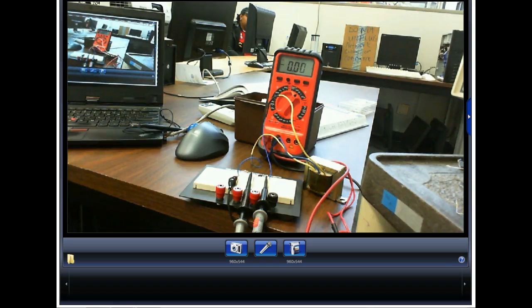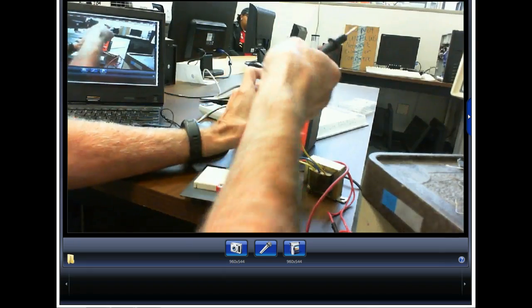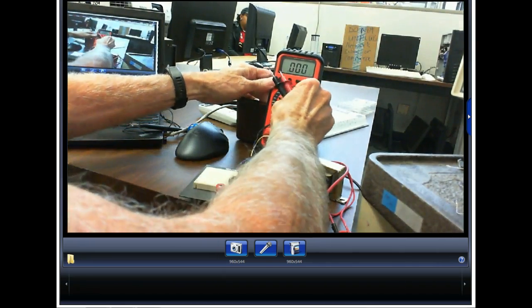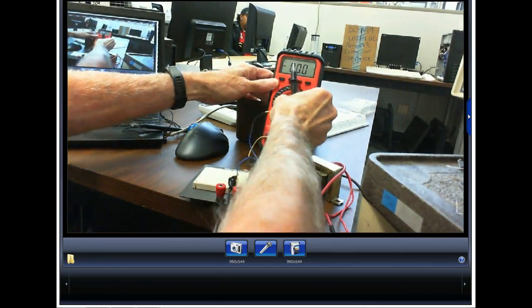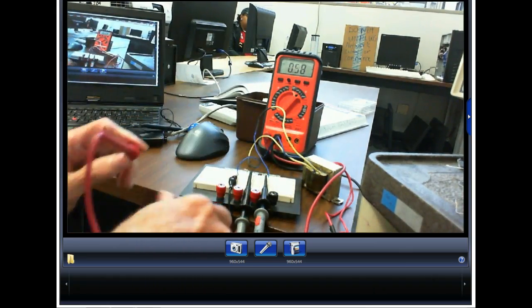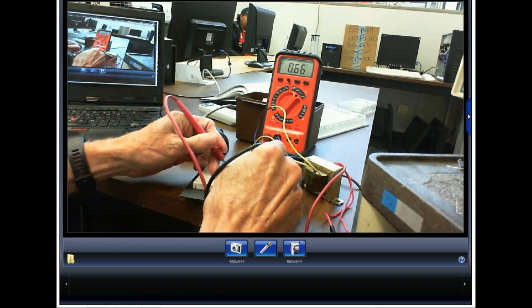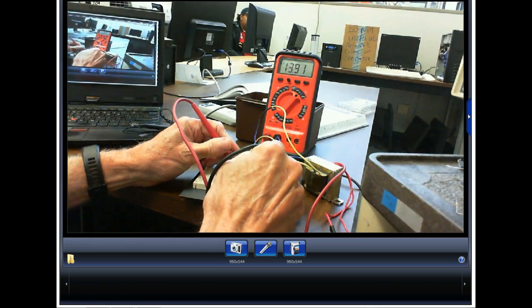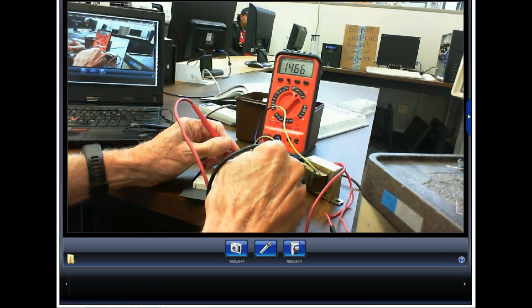Y'all understand that? But if we look at the actual AC coming in, I'm going to put my meter on AC. No, this meter you have to switch. I don't like this. So the actual AC we have coming in is 14.6 volts.